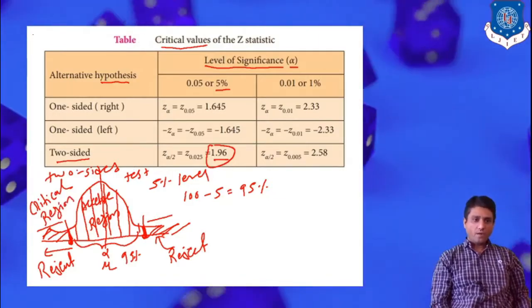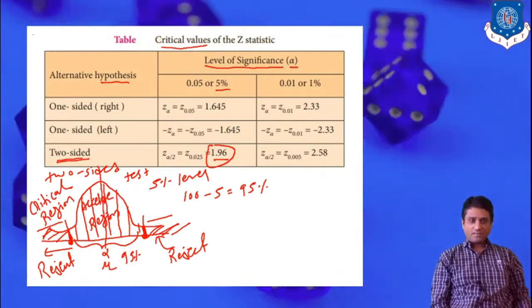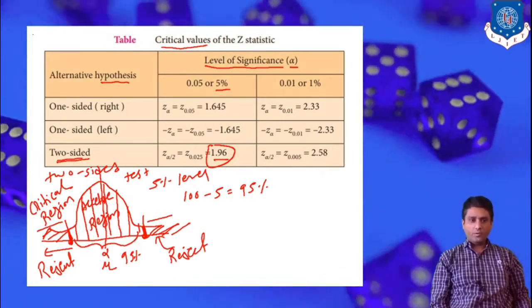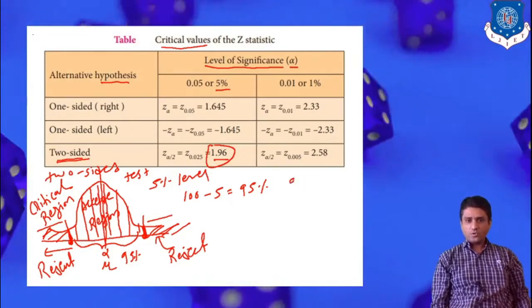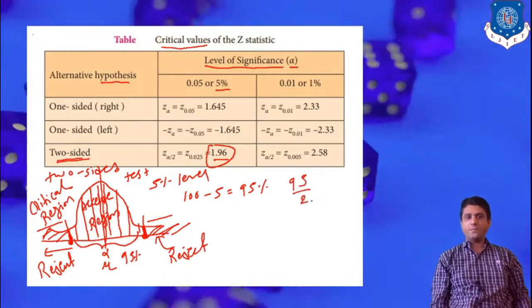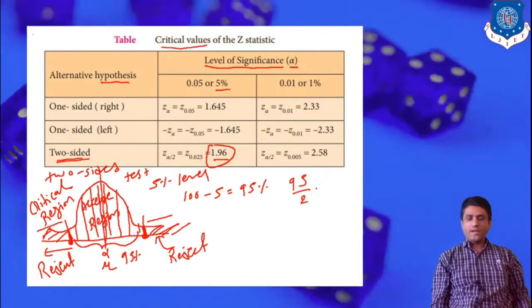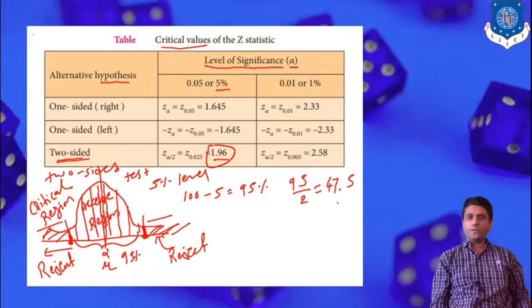And now here we have to talk about the two-sided test. These are symmetric, so the area lies equivalently on both sides, the left-hand side as well as the right-hand side. That's why we have to divide 95 by 2, because this distribution is symmetric. So 95 divided by 2 is approximately 47.5.